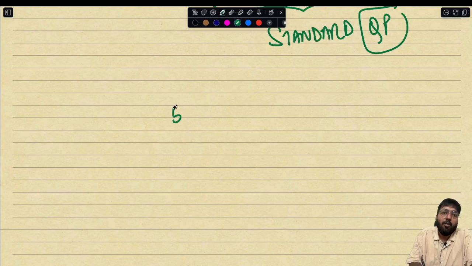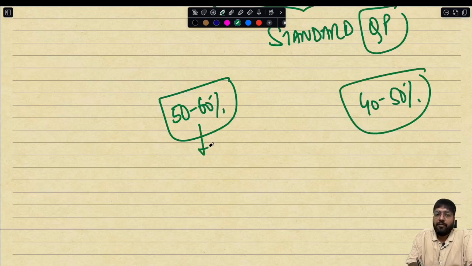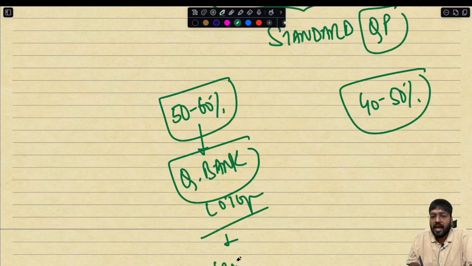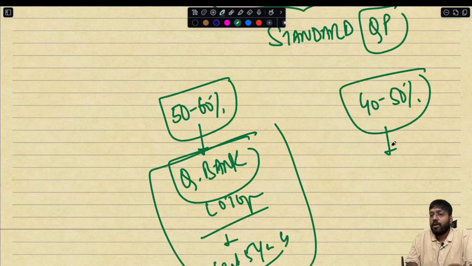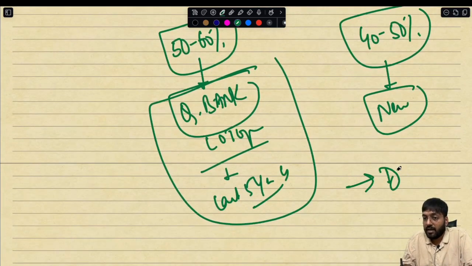Suppose 50 to 60% of the questions that you read came from the question bank that I have already given you, or from the list of topics that I have already shared with you, or they have come from the last 5-year question papers. If it is like that, and suppose 40 to 50% of the questions that have come are completely new, that you don't know, then it is basically a difficult paper.